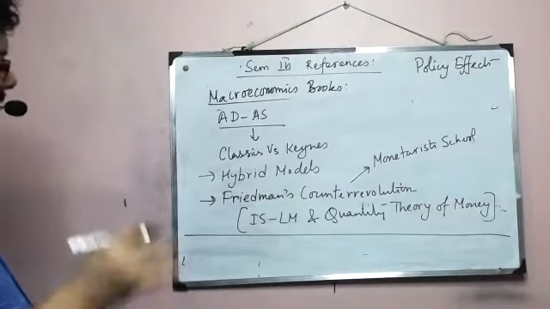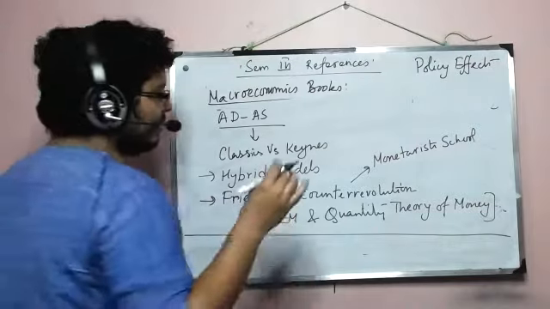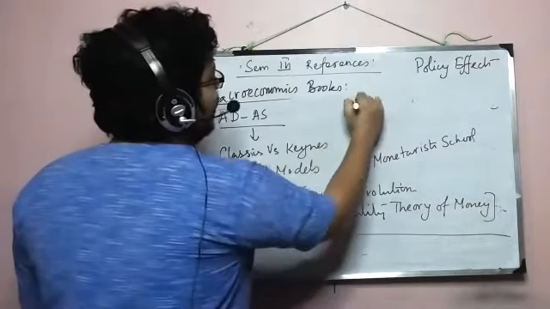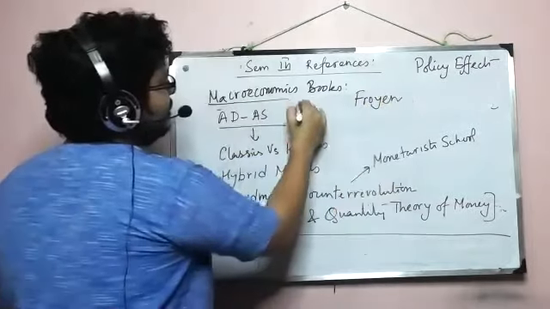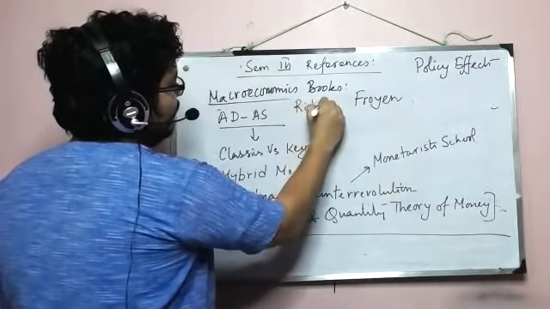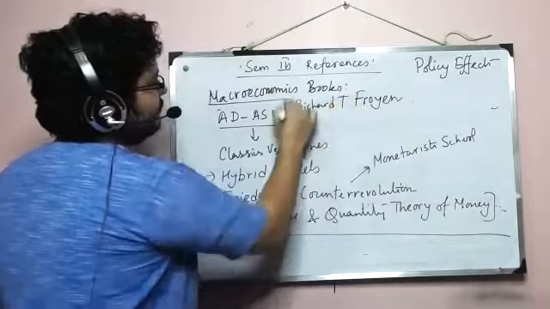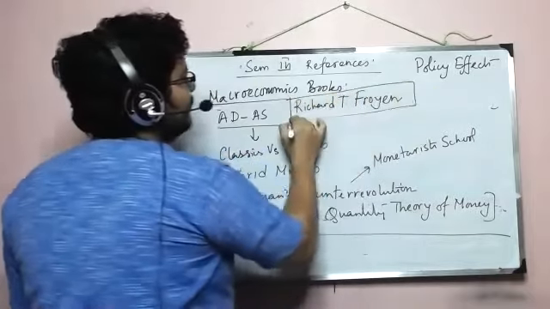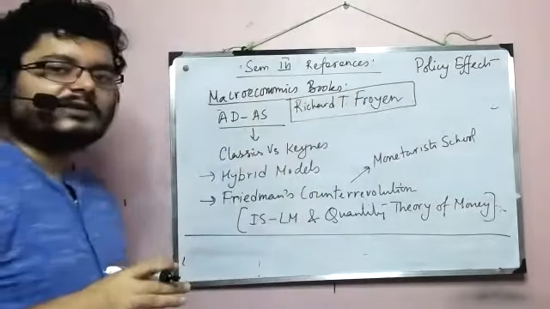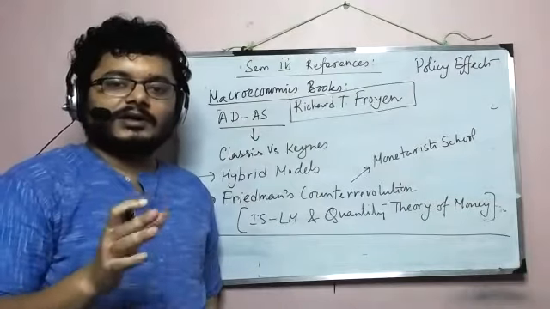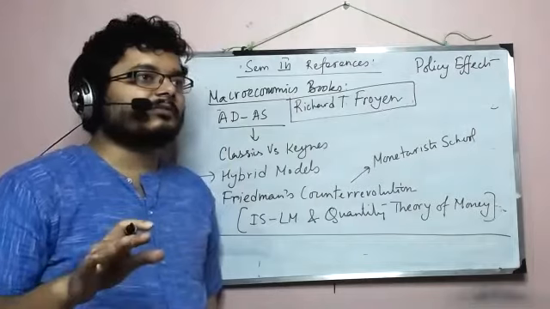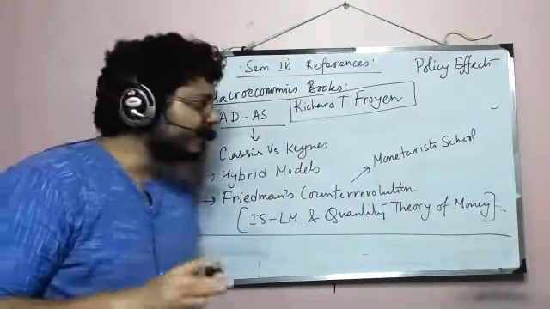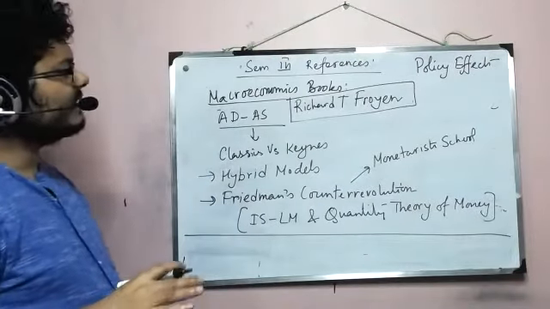The best reference, according to me, is Freund, Richard T. Freund. This is the best reference. It has the best theoretical analysis. It talks very well about all the models, and also it has good diagrams.